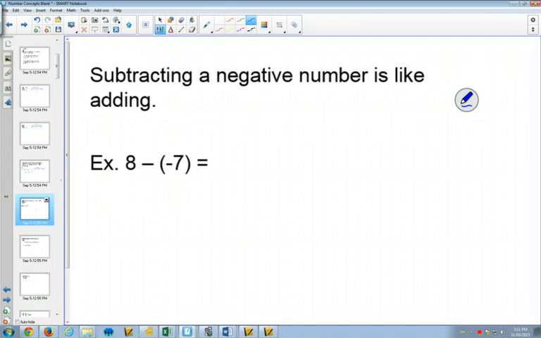Subtracting a negative number then becomes like adding, because it again does the opposite. So some people, when they see 8 minus a -7, they take the time to first say, well, subtracting the negative is the same as adding, so this is the same as 8 plus 7, which is 15.